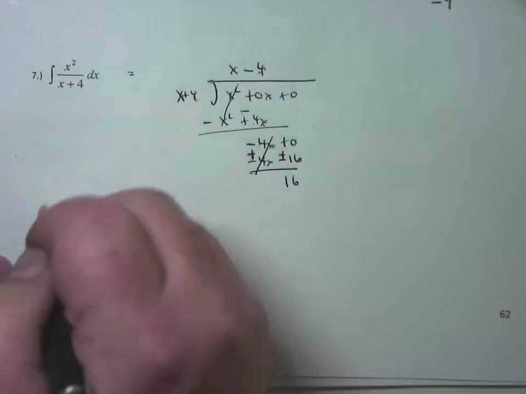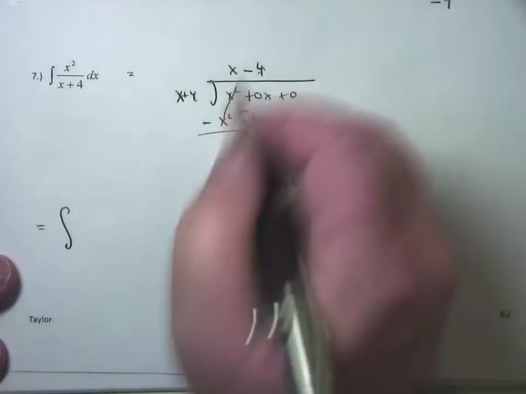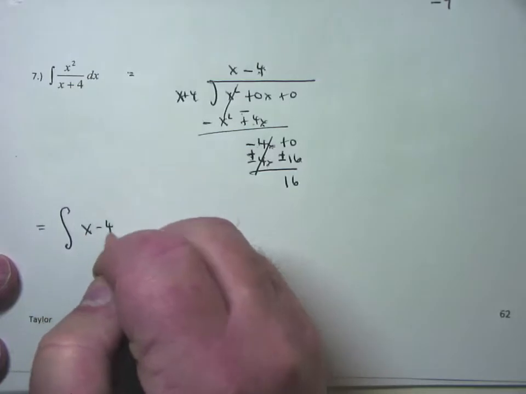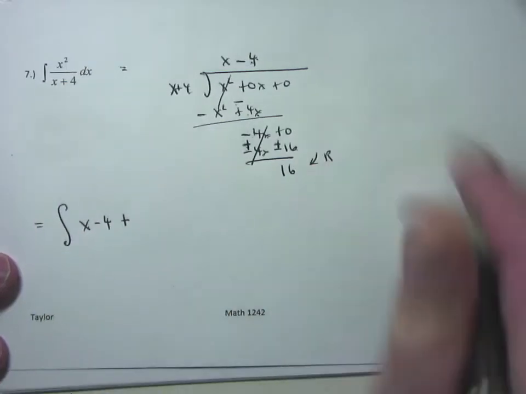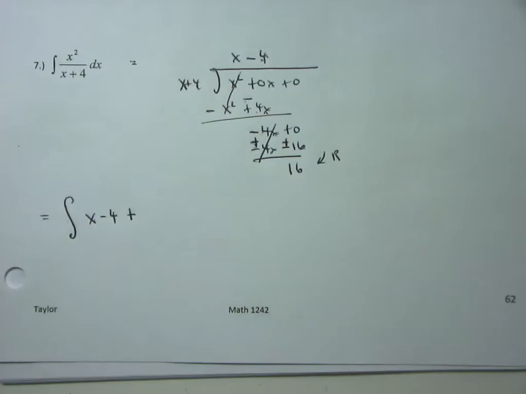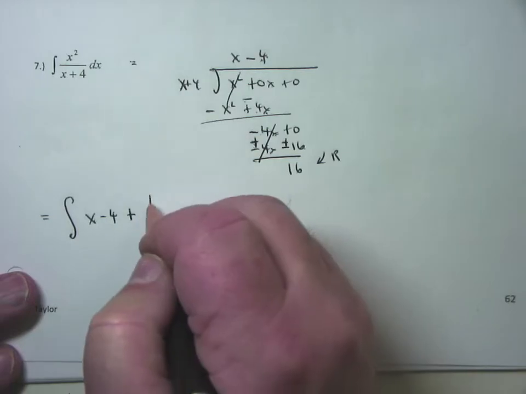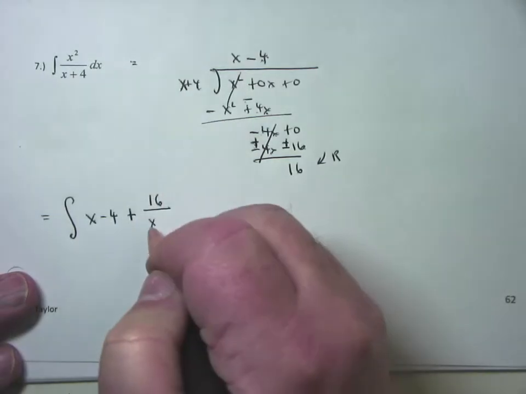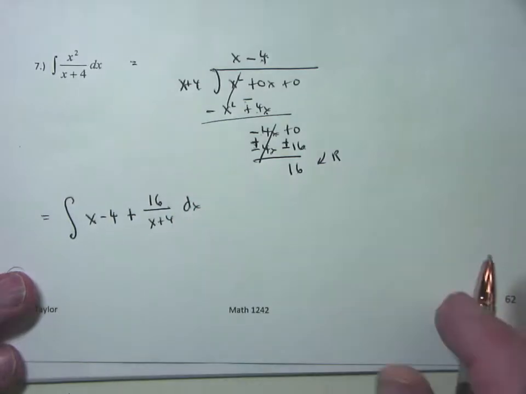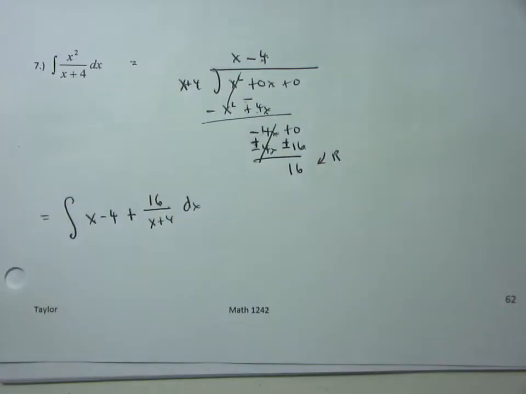So this problem is now going to turn into the integral of my quotient, which is x minus 4, plus the remainder as a fraction. The remainder is 16, so that's your numerator, divided by the original divisor of x plus 4. So all this beautiful work, I actually didn't do anything except 10th grade long division. But now the problem of x squared divided by x plus 4 has turned into the integral of x minus 4 plus 16 over x plus 4, which means I can integrate this thing very easily now.